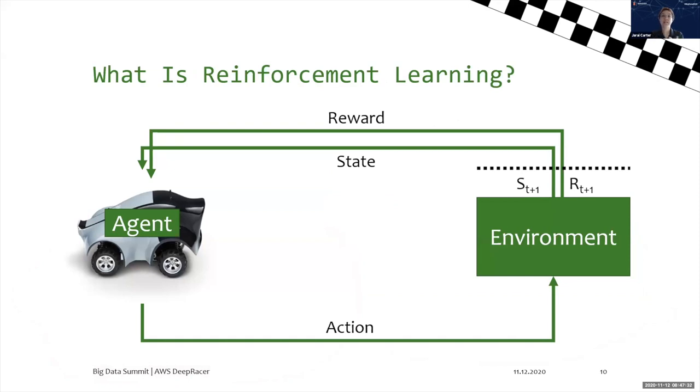So what exactly is reinforcement learning? What's involved with that? What does it look like? In the context of our DeepRacer, we have an agent, in this case our car, and it interacts with an environment, in this case the racetrack. Basically, the agent performs actions interacting with this environment to achieve a specific goal, and in turn, maximizing the reward that it's getting.